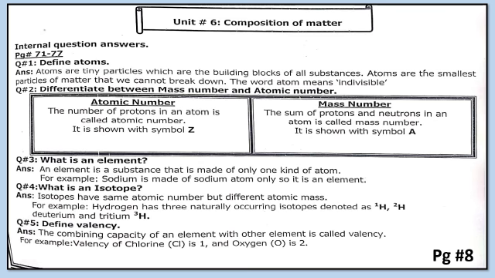Question number 2 is differentiate between mass number and atomic number. The number of protons in an atom is called atomic number. Means if we consider only the number of protons in an atom, then we call it its atomic number, and it is shown with the symbol Z.